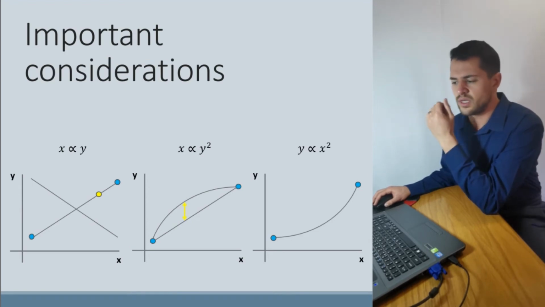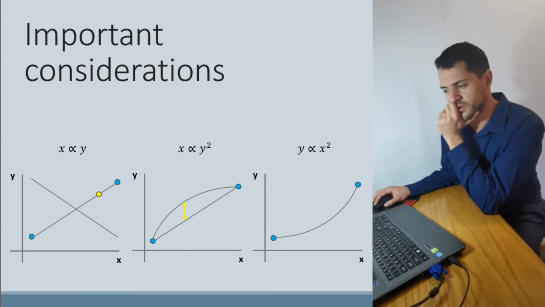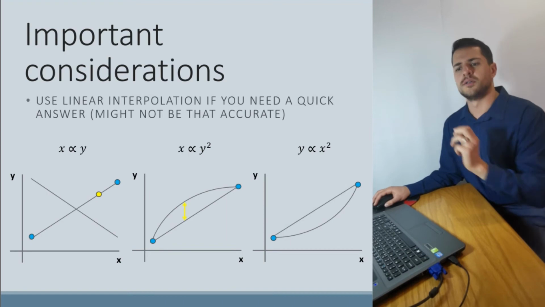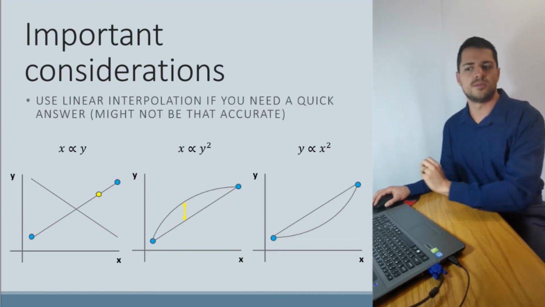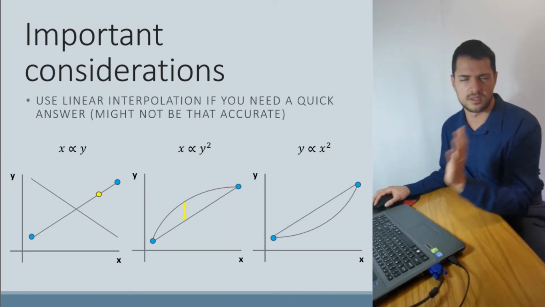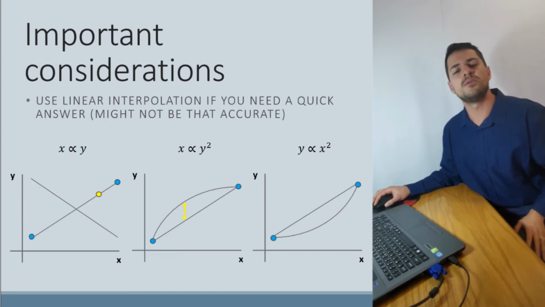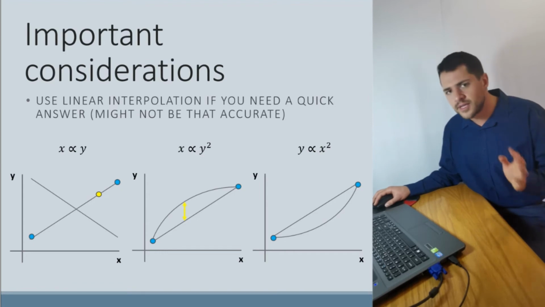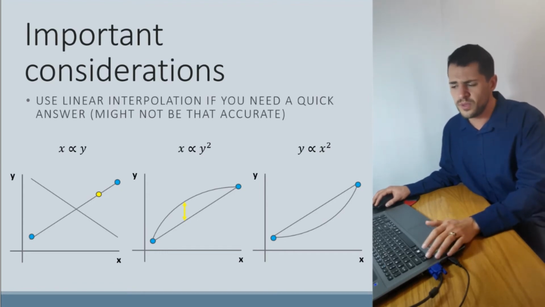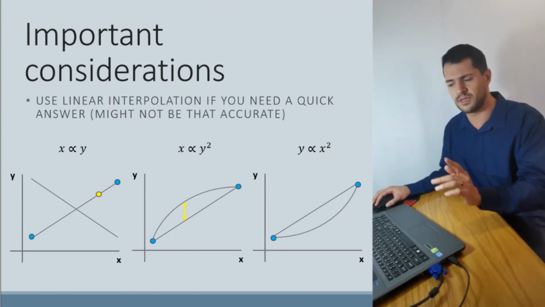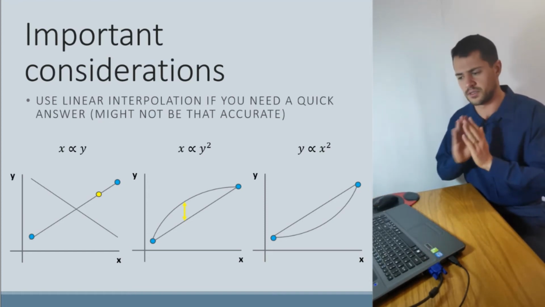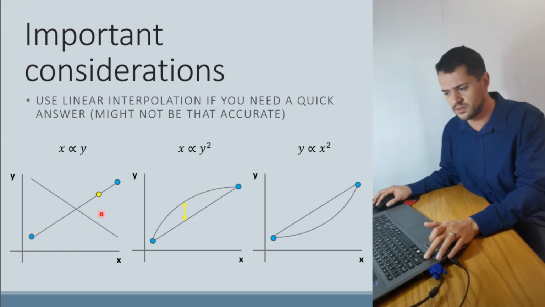And then lastly, here's an example where y is directly proportional to x squared, which is a typical parabola, right? So you can use linear interpolation if you need a quick answer. Always remember that. Typically when it gets to exams, that's a very common thing to do, but just know that it might not be that accurate, right? If we have a direct proportional relationship, or in other words, just a straight line, as in this first little sketch here.